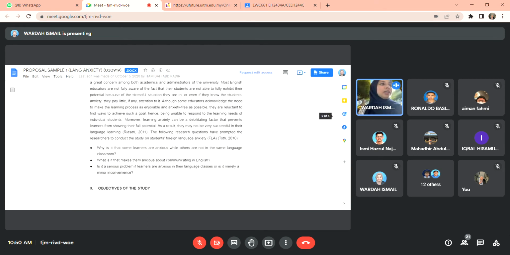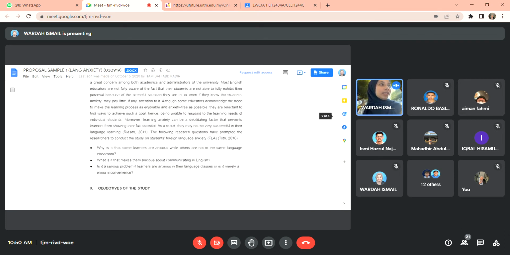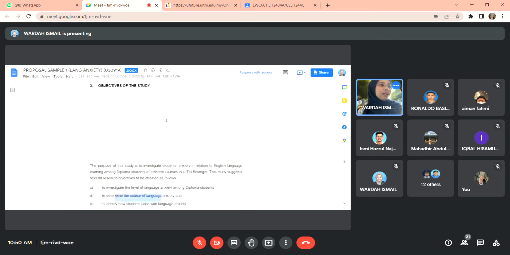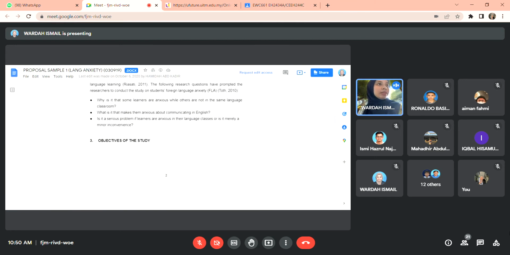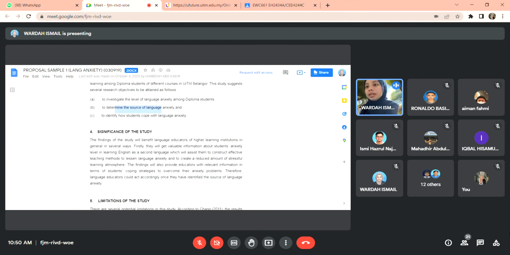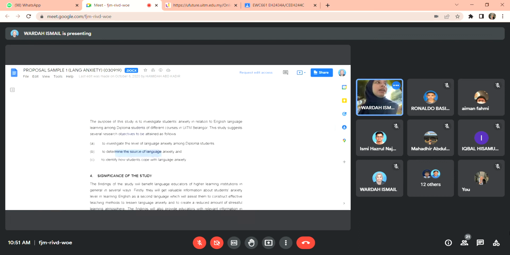Now take a look at this one. Why is it that some learners tak syok lah nanti. To determine the source of language. Kenapa yang ni lain? Identify how students cope with language is serious problem. Nanti I will show you another example, that one yang very good one. Dia punya research question dengan research objectives sama. You kena buat macam tu. Yang ni kalau lain-lain dia macam kurang efektif sedikit.